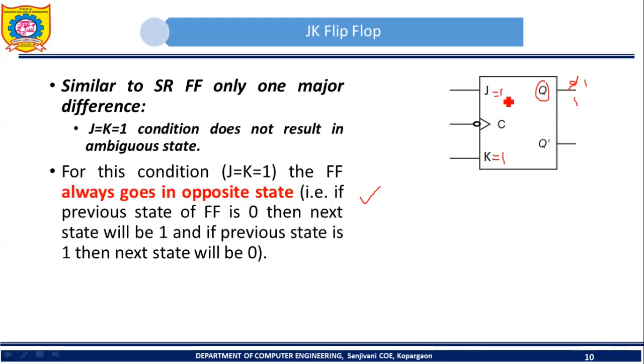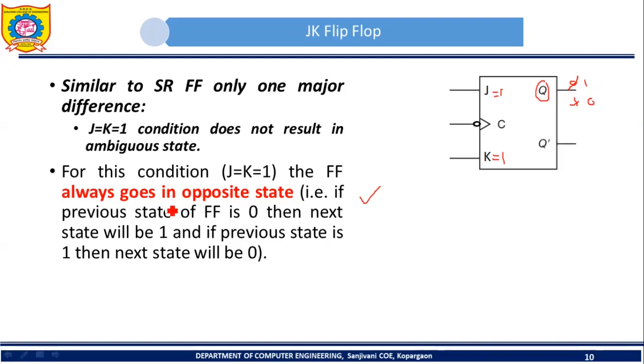Similarly, now let's assume that the present state of this flip-flop is 1, and at that time I am giving this input J equal to 1 and K equal to 1. After that, whenever this flip-flop detects a negative edge on this clock pulse, what is going to happen? This output is again going to change. The present state is 1, now it will be converted into 0. So that is the meaning of this particular statement.